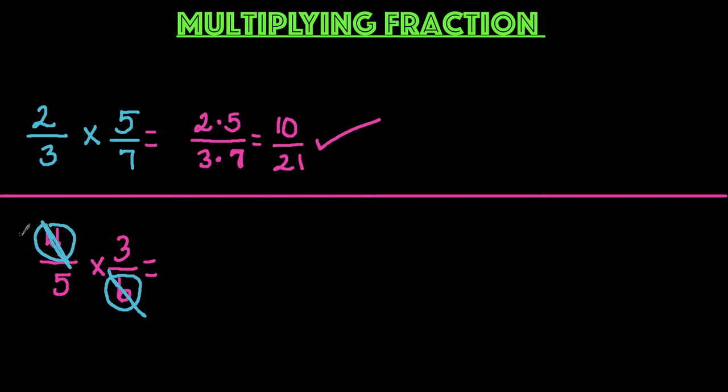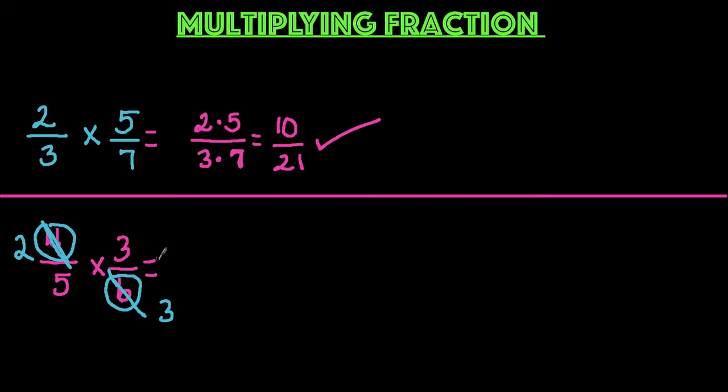So 4 divided by 2 results in 2. 3 divided by 2, I hate it when I do that. I give the answer before the problem. 6 divided by 2 is 3.